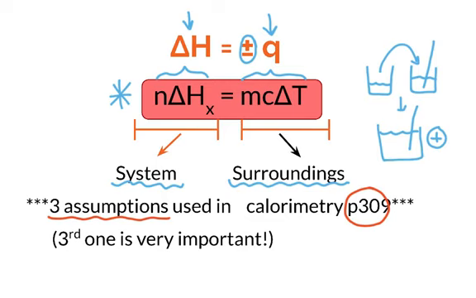The second point is any heat absorbed or released by the calorimeter materials, such as the container, is negligible. Because we're using styrofoam and it's a very good insulator, we can assume that not a ton of heat is actually absorbed by that material. And finally, a dilute aqueous solution is assumed to have a density and specific heat capacity equal to that of pure water: 1 gram per milliliter as a density and 4.18 joules per gram degrees Celsius, or kilojoules per kilogram degrees Celsius, as a specific heat capacity. That's the important one, as I've mentioned here, the third one.